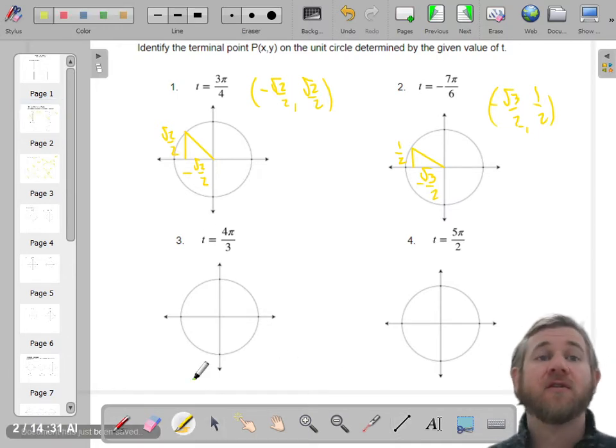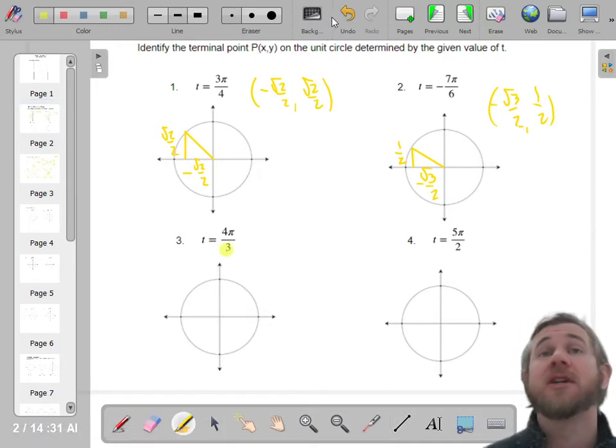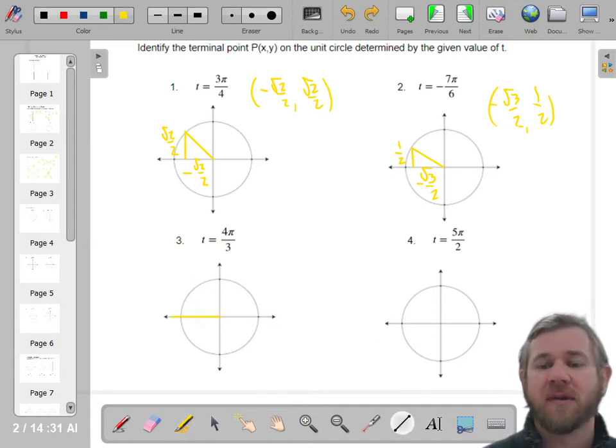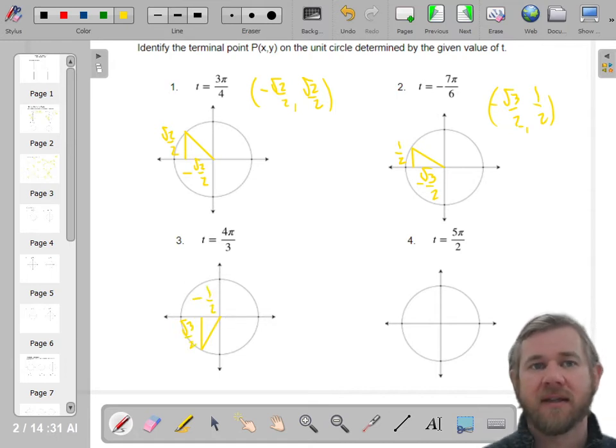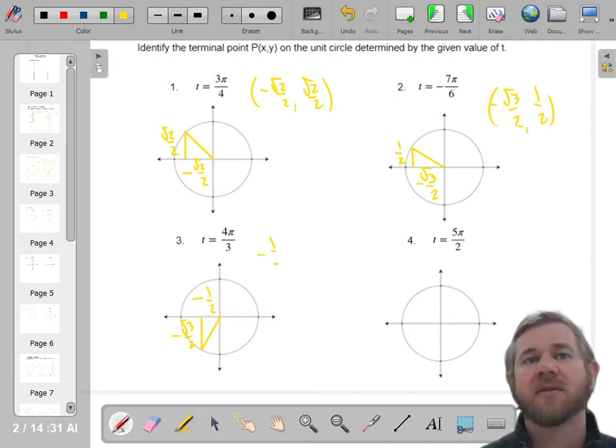4 pi over 3. If you see something over 3, you should be thinking 60-degree reference angle. So 60 degrees. We got 1, 2, 3. That's 3 pi over 3s. This is 4 pi over 3s. A 60-degree reference angle makes this radical 3 over 2. The short leg is the x. They are both negative in the third quadrant. So negative 1/2, negative radical 3 over 2.